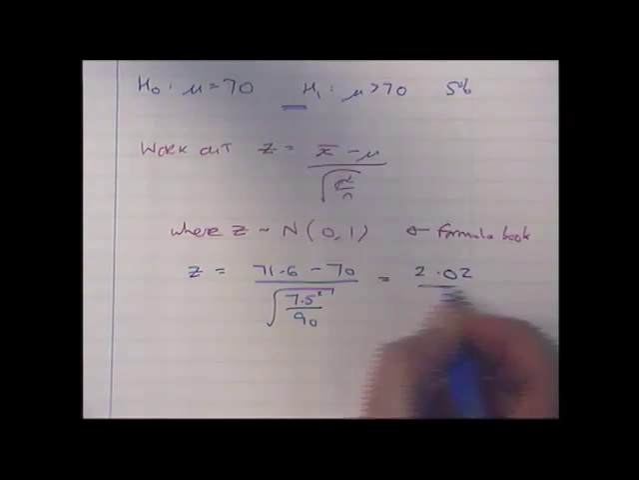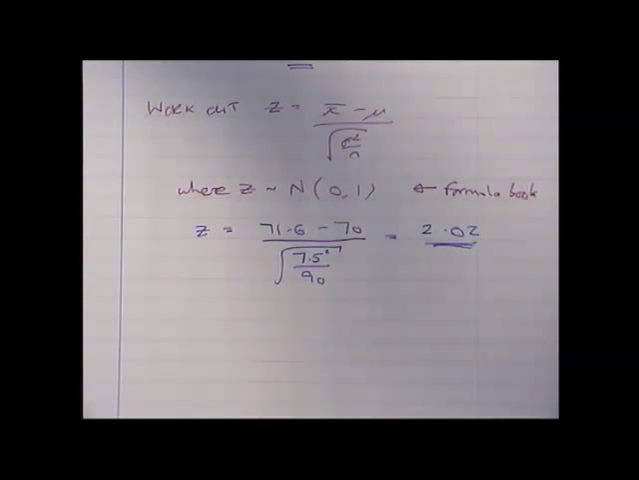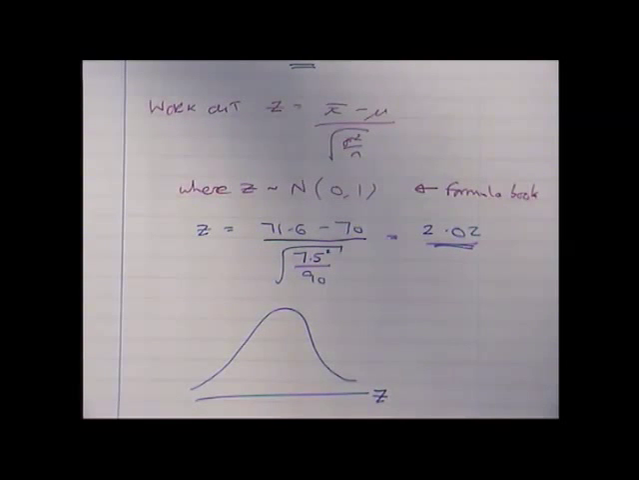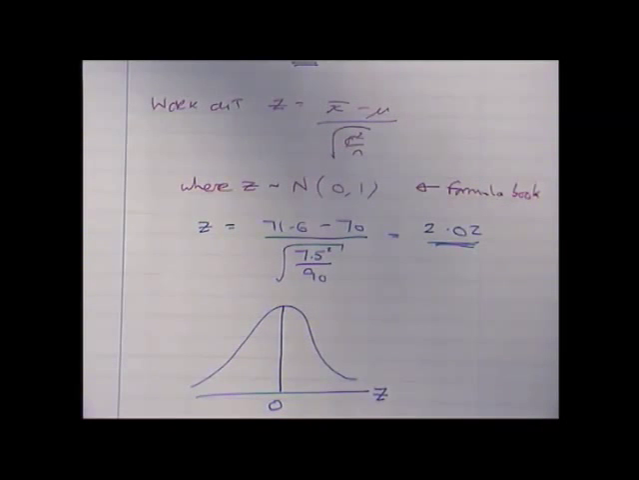2.0238. Yeah, I've got 2.02, okay? So that is our Z number. Now, the whole point of this is, if I sketch a normal curve where I'm looking at Z along the bottom, and I have 0 here, because the mean of the Z distribution is 0. This is a one-tailed test, 5% significance level, and I'm interested in, has the weight gone up? So I'm interested in the tail on the right, this 5% over here.